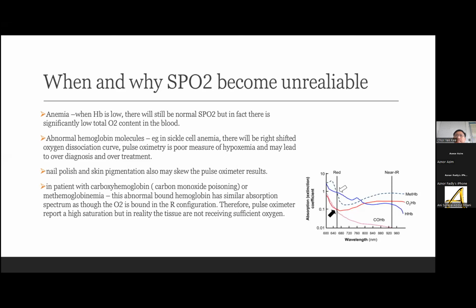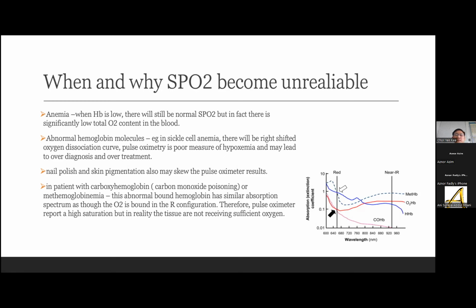But bear in mind, there are certain conditions where SpO2 is not so reliable. For instance, when you are anemic, your Hb is low, you may still have a normal SpO2, but in fact, there is very low oxygen content in the blood. Second, where you have abnormal hemoglobin molecules, such as sickle cell anemia. Because sickle cell anemia causes a right shifted oxygen dissociation curve, the SpO2 may be low in that condition, but in fact, this patient has a higher partial pressure of oxygen in their body. So it may lead to overdiagnosis and overtreatment.